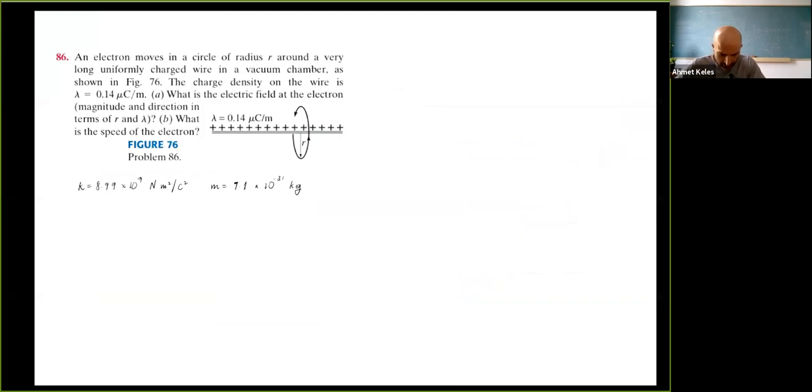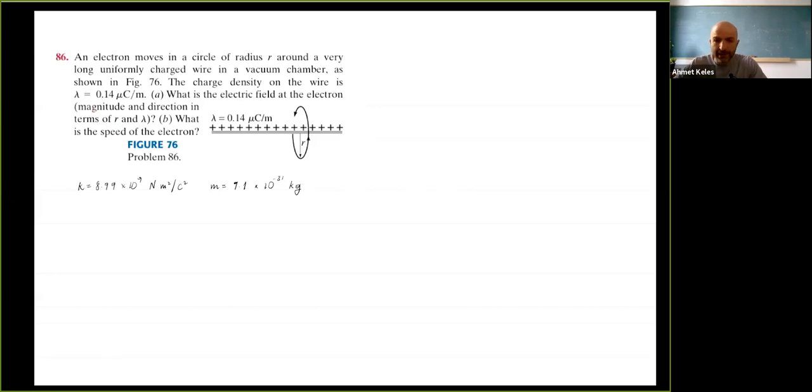An electron moves in a circle of radius r around a very long uniformly charged wire in a vacuum chamber, as shown here. The charge density on the wire is lambda equal to 0.14 microcoulomb per meter. The question is: A, what is the electric field at the electron, the magnitude and the direction, in terms of r and lambda? And B, what is the speed of the electron?